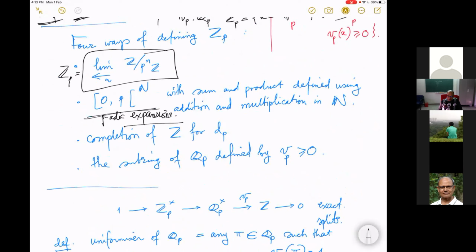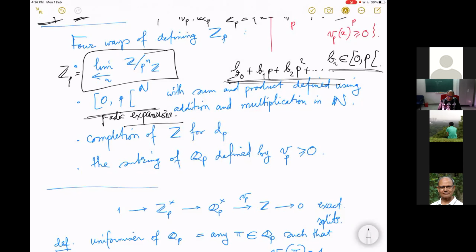Okay, so these are just formal power series in the variable p, so to speak. p is of course not a variable, it's a fixed number, it's a prime number, but just as you have a power series in a variable, you can look at formal power series in p, and any such power series is a p-adic integer.